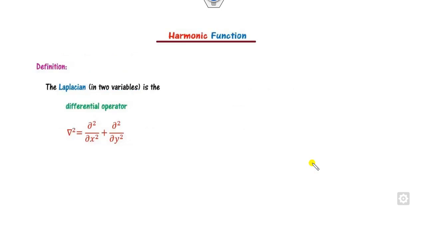Before I start with the harmonic function, let's first discuss what a Laplacian operator is. It is a differential operator defined like here. It is nothing but del dot del, where del is your vector quantity, written like here: i cap plus j cap. So we all know how to take that dot product. You can write it like this.